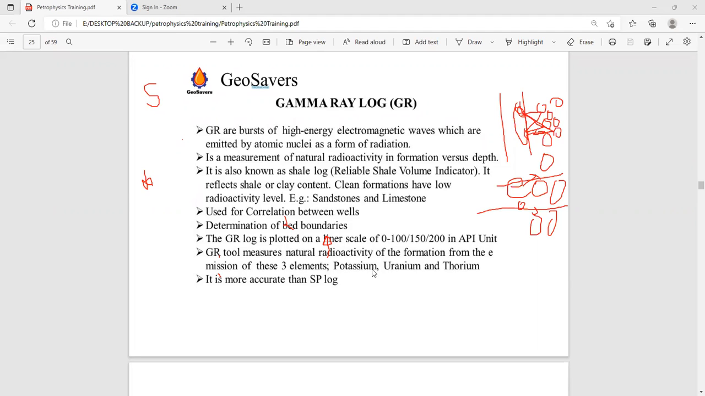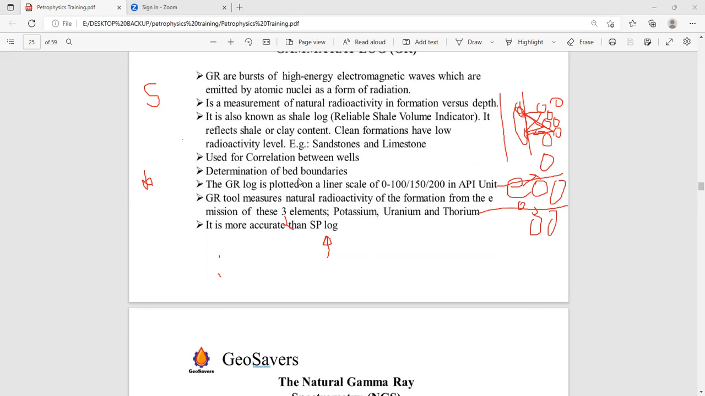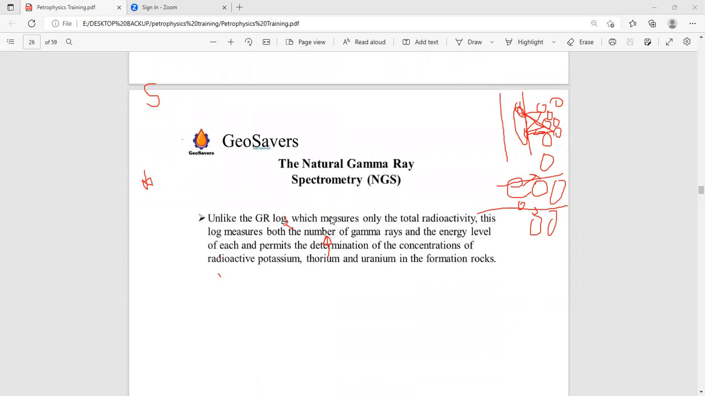How do we expect the variation to be? All right, so if we look at this, gamma rays are bursts of high energy electromagnetic waves which are emitted by atomic nuclei as a form of radiation. It's a measurement of natural radioactivity in the formation versus depth. It is also known as the shale log. It is used to indicate shale, for correlation, and to determine bed boundaries. This is the scale. I'm not going to talk about the scale now. We'll talk about it better when we start the software.